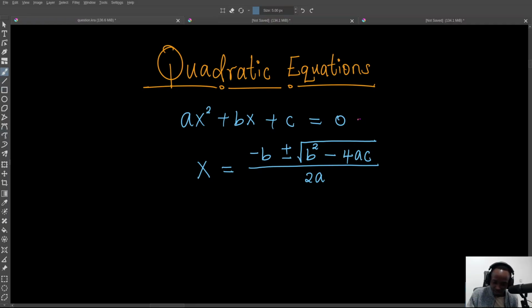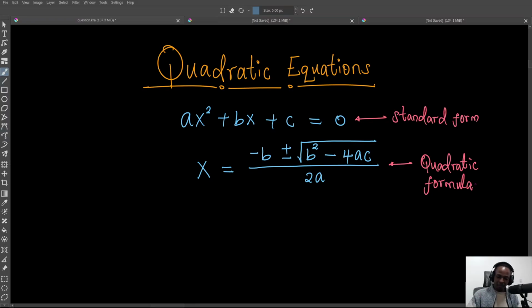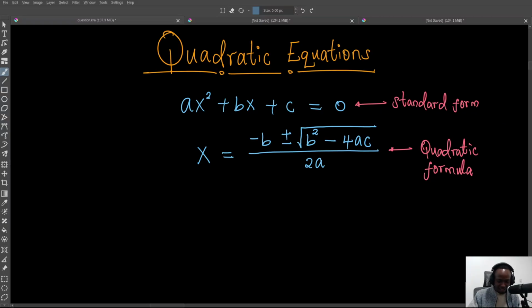Let me label these. So we have said that this is the standard form. And then we have said that this is the quadratic formula. Okay, so now our focus, well, obviously this is the formula that you are going to use to solve the quadratic equations. Like, this is the formula that you are going to be implementing.